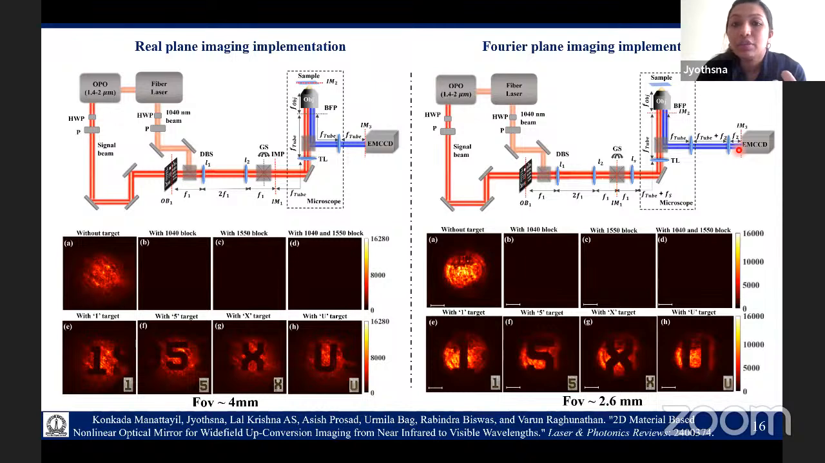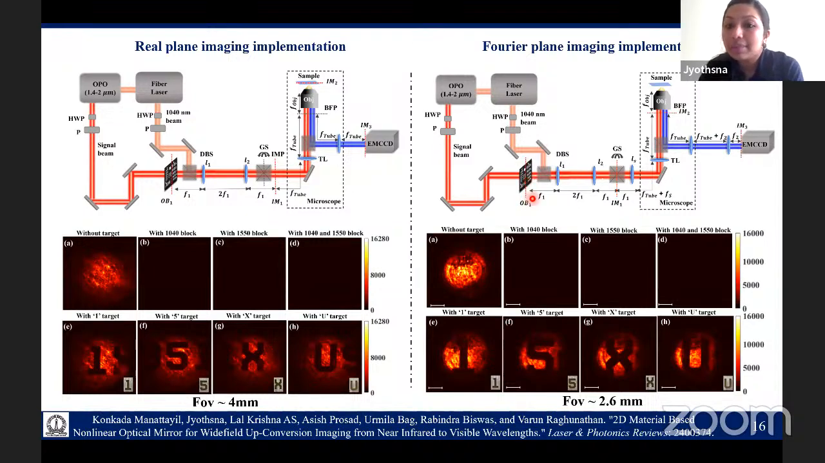Another method is the Fourier plane imaging. So this was the second method which I mentioned in the previous slide. Again, we have the two sources: one is a 1550 nanometer source and the other a 1040 nanometer source. And the object is again kept in the IR path.